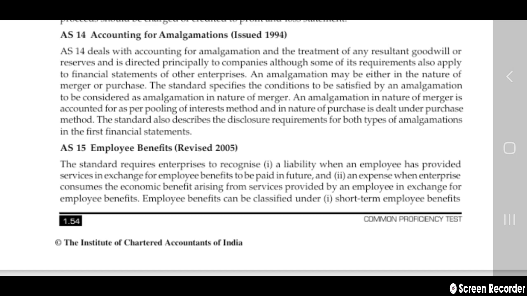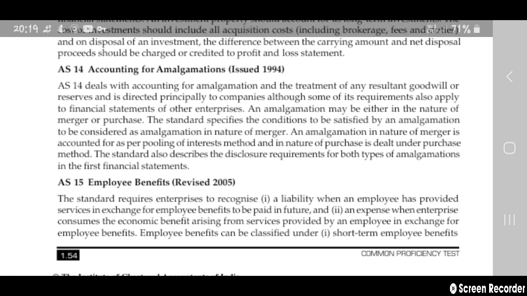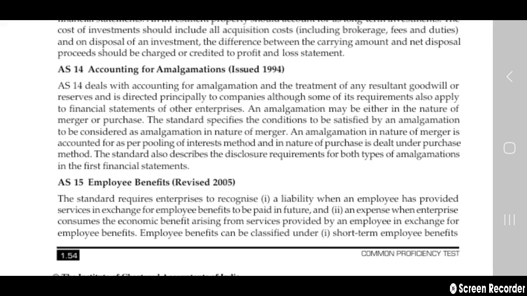An amalgamation in the nature of merger is accounted for under the pooling of interests method, and an amalgamation in the nature of purchase is dealt with under the purchase method. The standard also gives information about the disclosure requirements for both types of amalgamation.